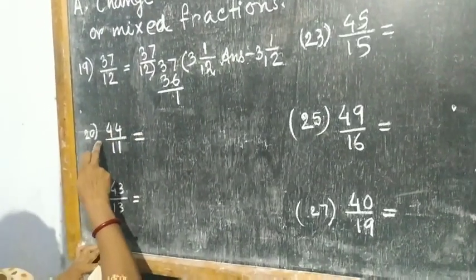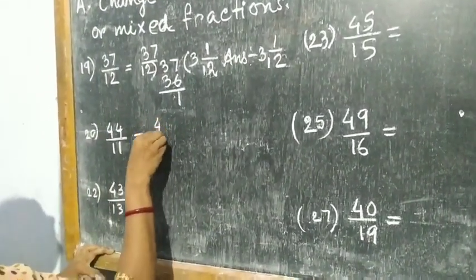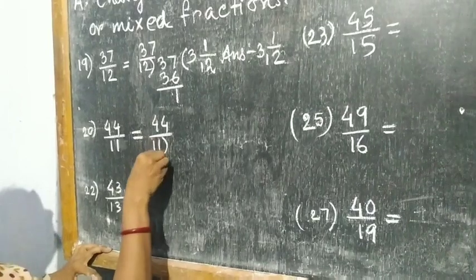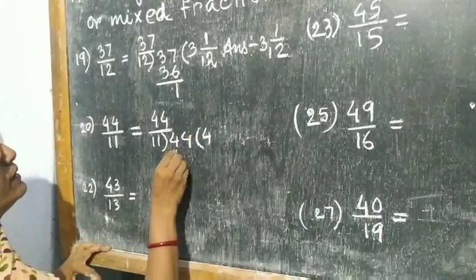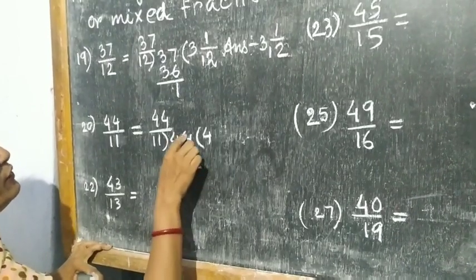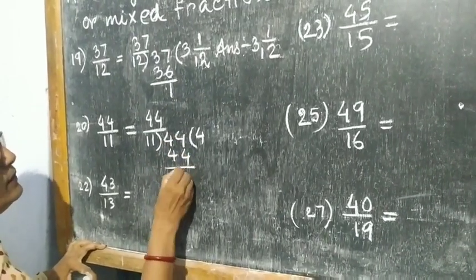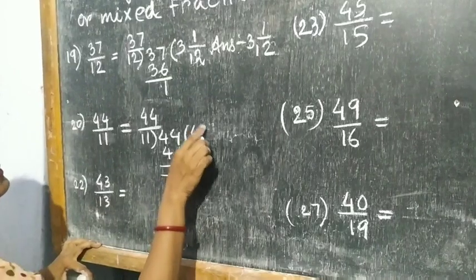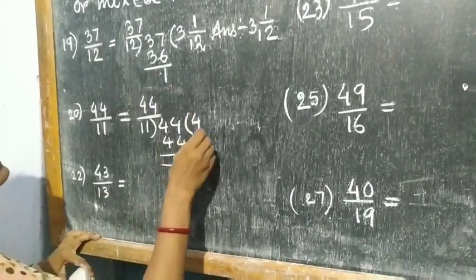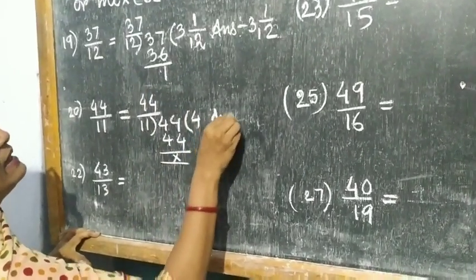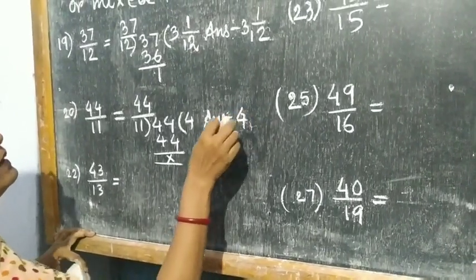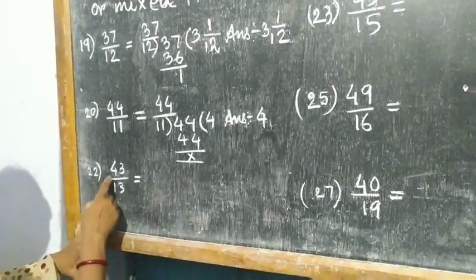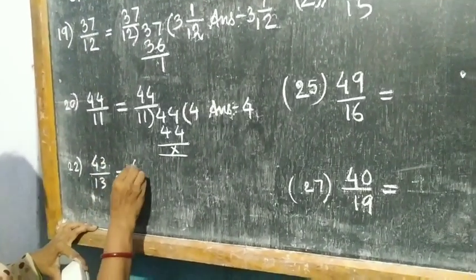Next, sum number 20, 44 by 11. So you divide 44 by 11. So 11 fours are 44. So 44 minus 44, 0. So put cross. Now this 4 is a whole number. So answer 4.